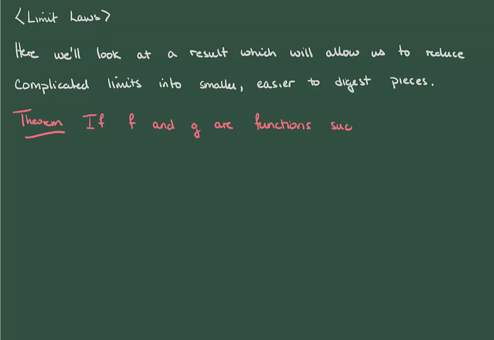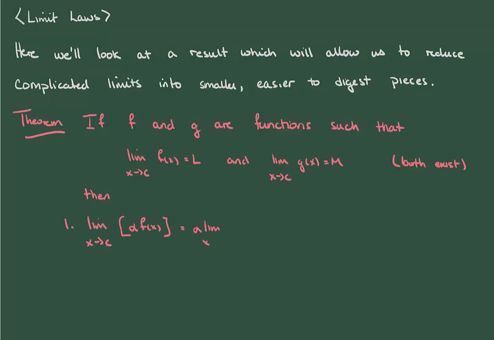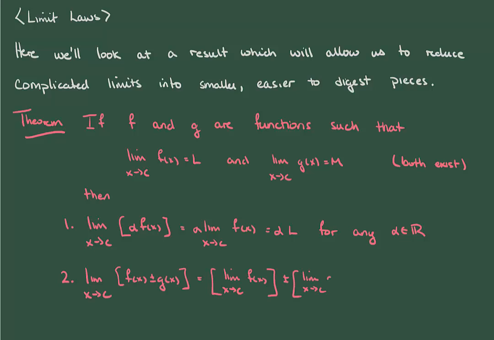We begin by supposing that we have two functions f and g. We know that both limits exist, and we know the values of both limits as well. Let's call them L and M. The first limit law is that if we multiply a function by a real number, the result is that real number times the limit. Next up, if we take the limit of a sum or difference, then the result is the sum or difference of the limits.